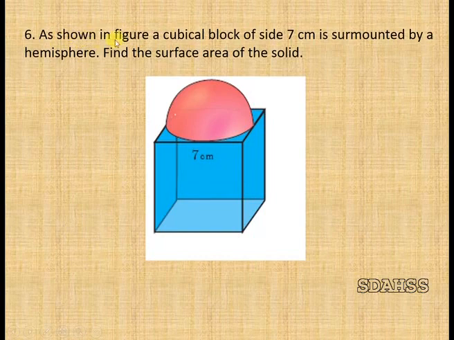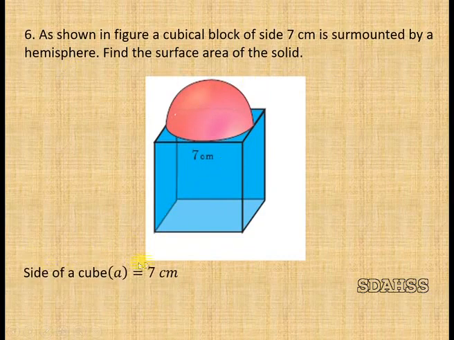Sixth sum. As shown in figure, a cubical block of side 7 cm is surmounted by a hemisphere. Find the surface area of the solid. As shown in the figure, a cubical block of side 7 cm is surmounted by a hemisphere. Find the surface area of the solid. Side of a cube is 7 cm.